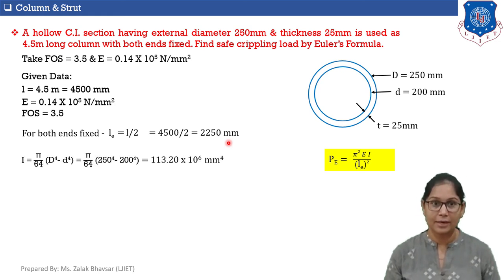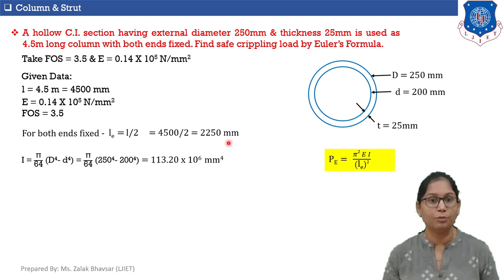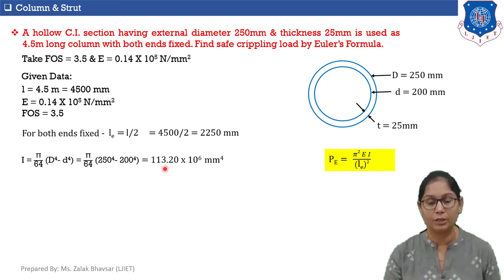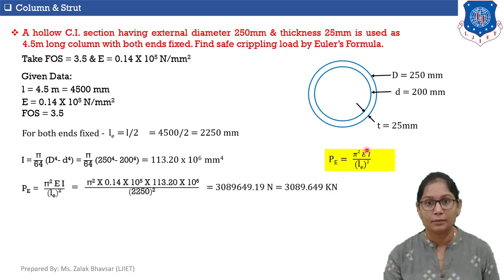Now let's calculate I. For the circular section, IXX and IYY both are equal, so I for the hollow circular section is equal to pi by 64 into capital D raised to 4 minus small d raised to 4. So if we put capital D equal to 250 and small d equal to 200, then I am getting I is equal to 133.2 into 10 raised to 6 mm raised to 4.